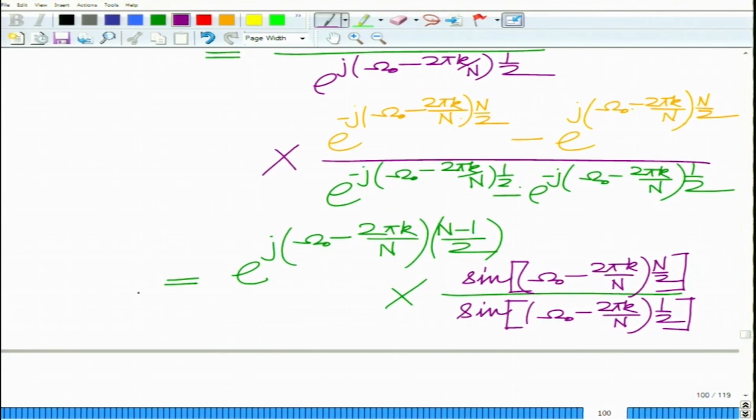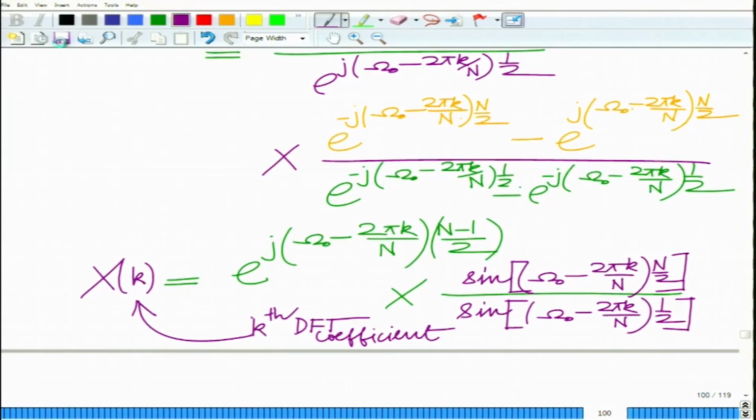So this is the expression for your DFT coefficient X[k]. This is the expression for the kth DFT coefficient: e raised to j (omega naught minus 2 pi k over N) times (N minus 1) over 2, times sine of (omega naught minus 2 pi k over N) times N by 2, divided by sine of (omega naught minus 2 pi k over N) times half. All right, so this is the expression for the kth DFT coefficient of the given signal.